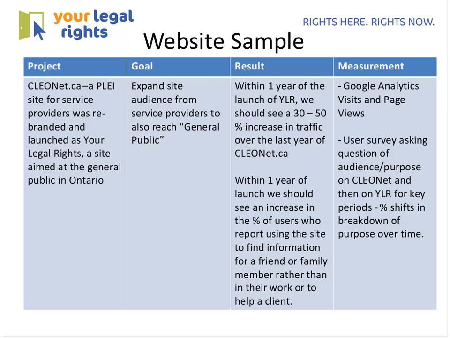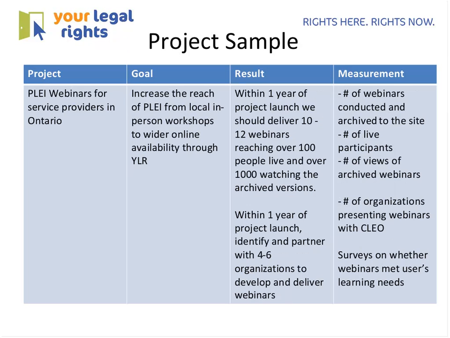They have relatively clear and measurable results. Another one would be that we've done webinars, much like you're taking right now with me, but we did webinars on the law for service providers in Ontario. Our goal is to increase the reach of PLEI that used to be done mostly just in local in-person workshops, but reach a wider number of people through the Your Legal Rights website. So again, the result is that within a year of doing this, we would do 10 to 12, that we'd reach over 100 people in person and over 1,000 would watch it archived. I measure that by how many webinars we've done, how many people have taken them live, and how many people have watched them later.